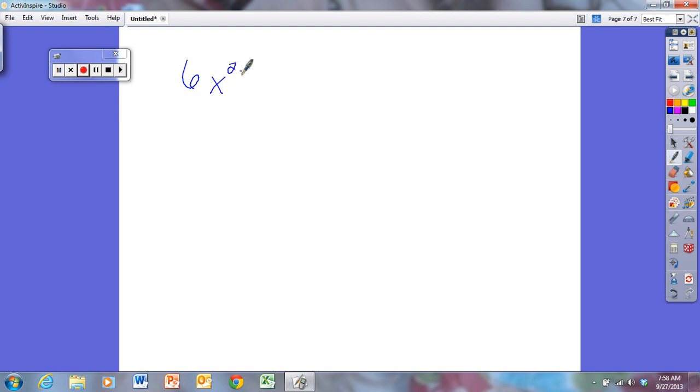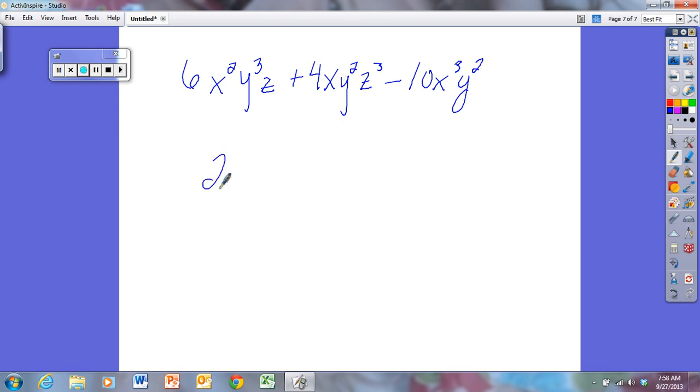x squared y cubed z plus 4xy squared z cubed minus 10x cubed y squared. Okay, so look at the numbers first. They have a common factor of 2.